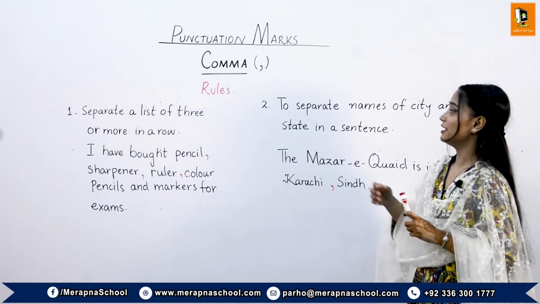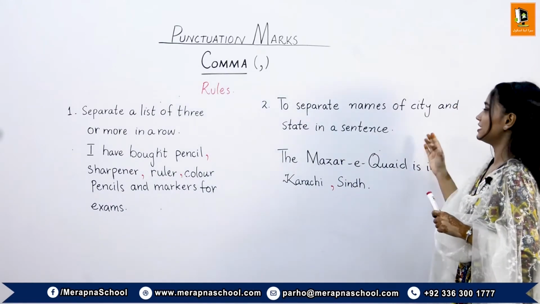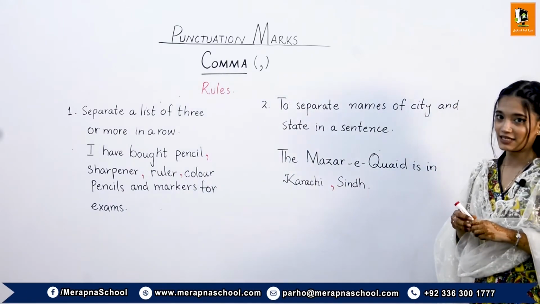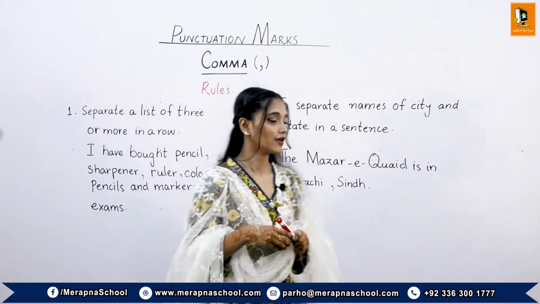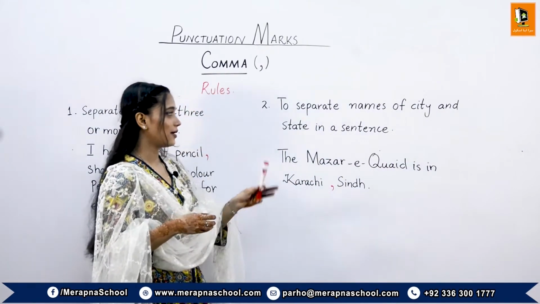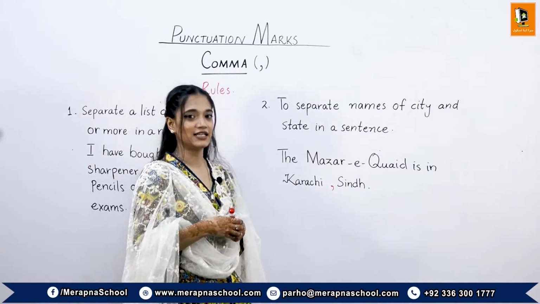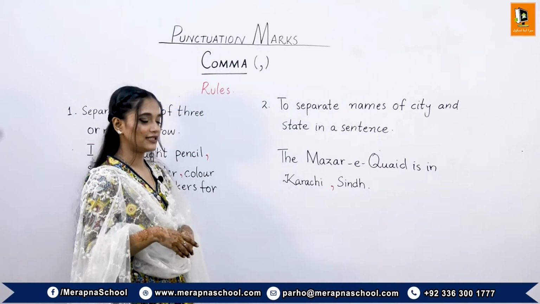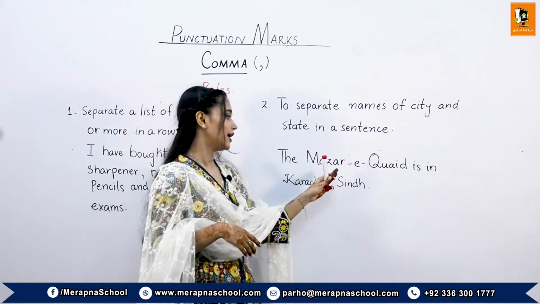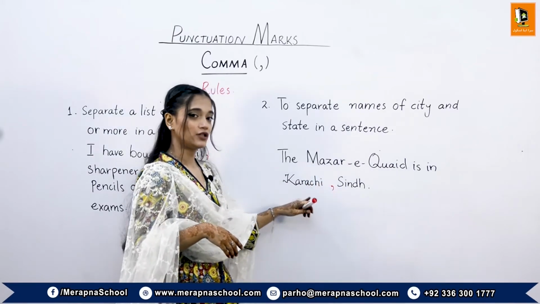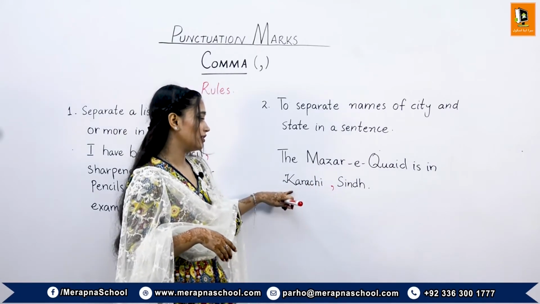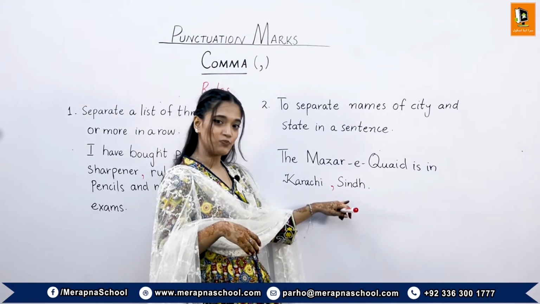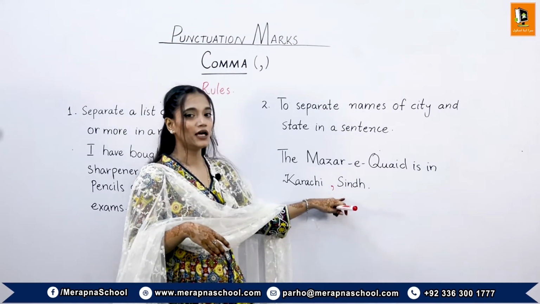The second rule is to separate names of city and state in a sentence. For example, in this sentence, the Mazar-e-Qaid is in Karachi, Sindh. The name of the city and state or province is separated by the comma.